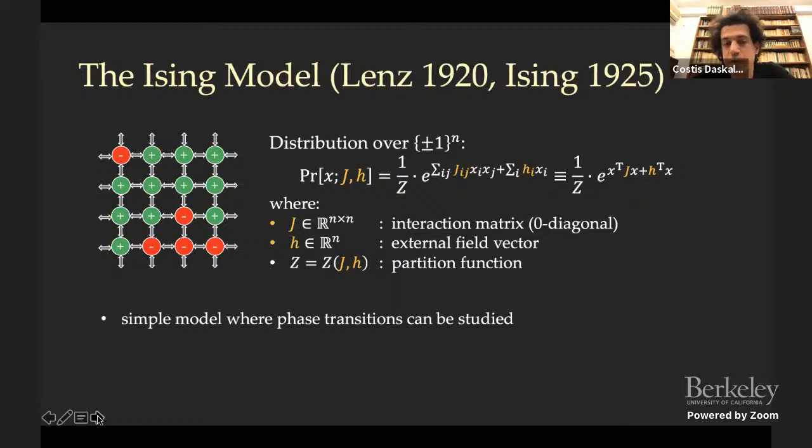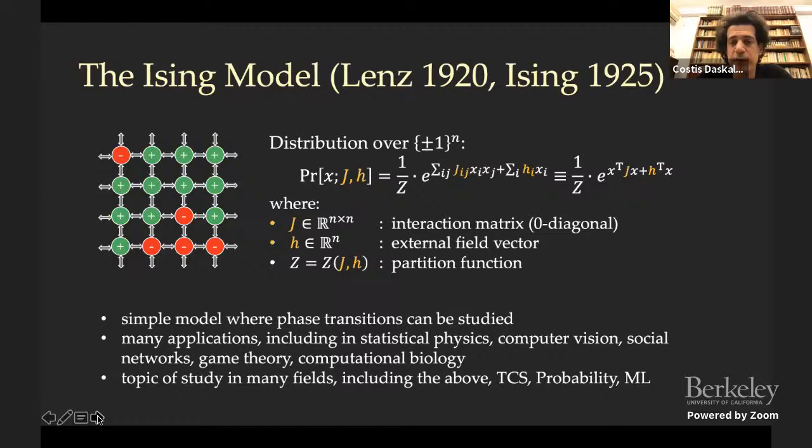It has been proposed as a simple model to study phase transitions in spin glasses, but its very natural form and flexibility have given it many applications in statistical physics, computer vision, social network science, game theory, computational biology, and many other fields. And trying to understand its mathematical properties has been a topic of study in many fields, including all these fields that I just mentioned, but also theoretical computer science, probability theory, and machine learning.